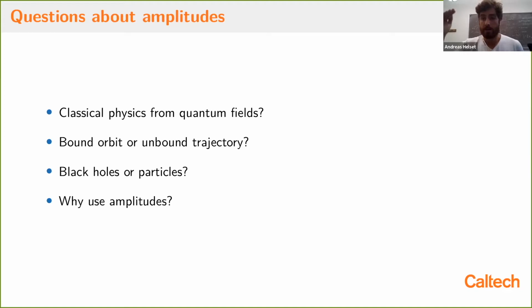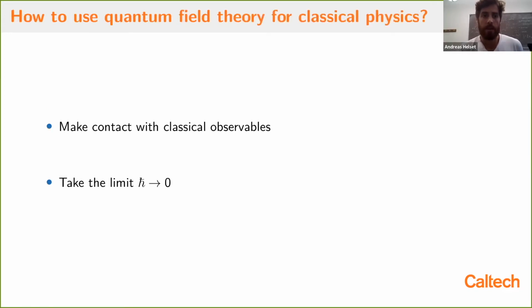So let's deal with this one by one. First of all, how can we use quantum field theory for classical physics? This is more of a technical question than an actual obstacle, because of course the world is quantum mechanical, and there's a limit where classical physics emerges.